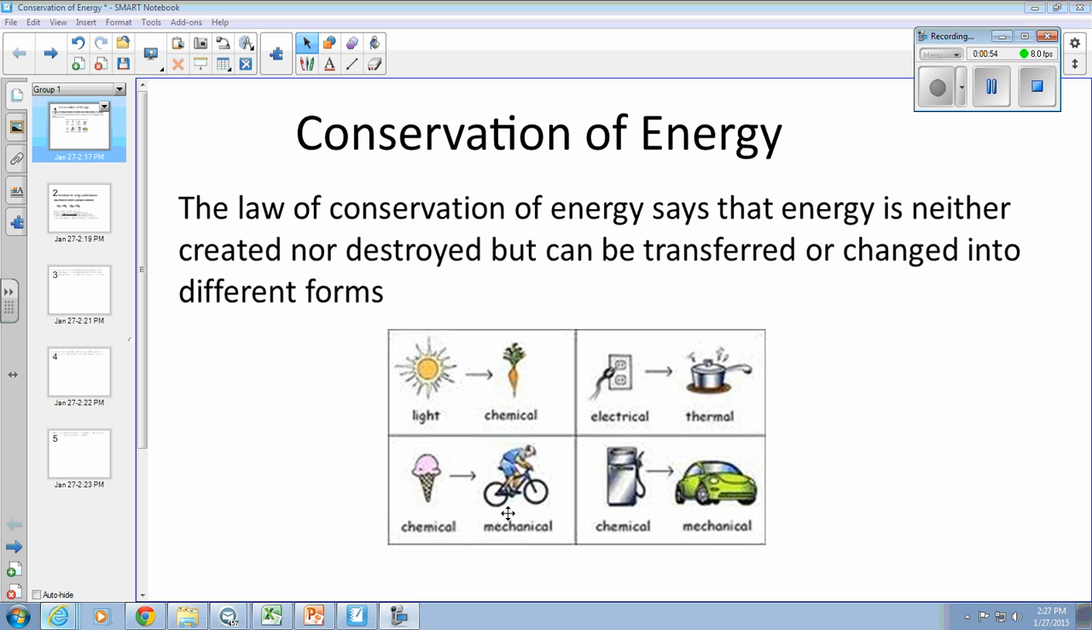Chemical energy into mechanical: you eat the ice cream, it gives you energy, and you are able to do things. You can eat anything and have the chemical energy transfer into mechanical. You can also have this in mechanized systems, like gasoline in a car will help transfer that chemical energy into mechanical energy.